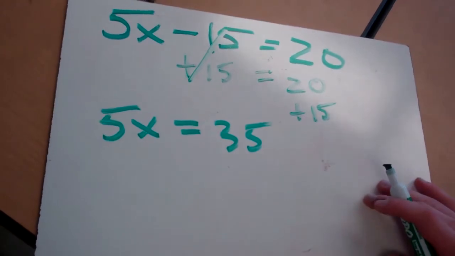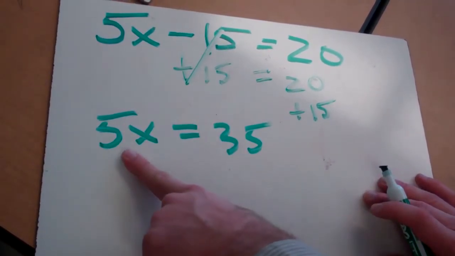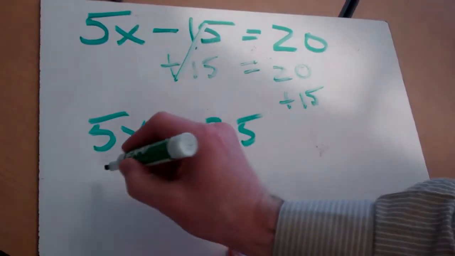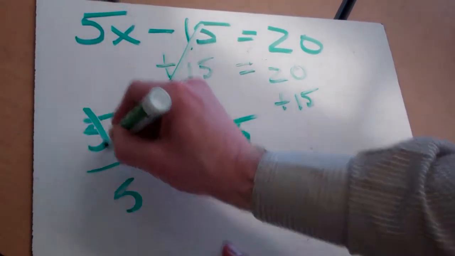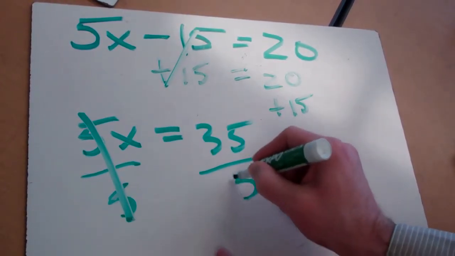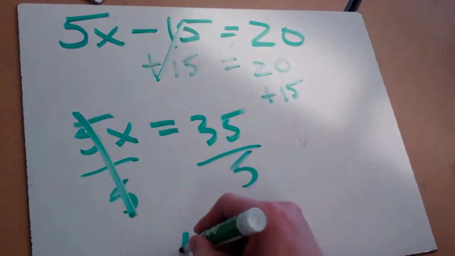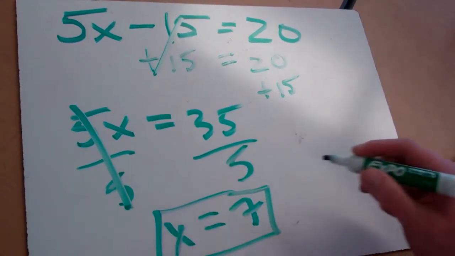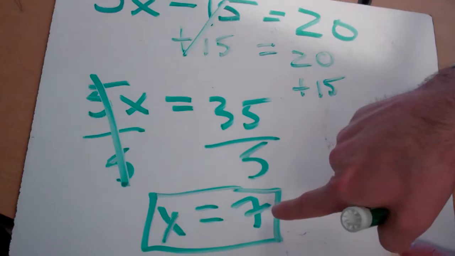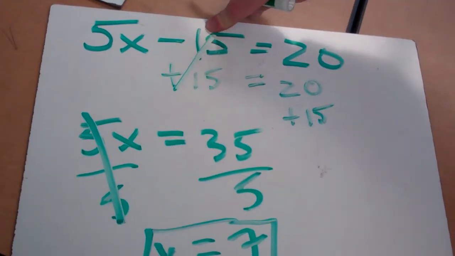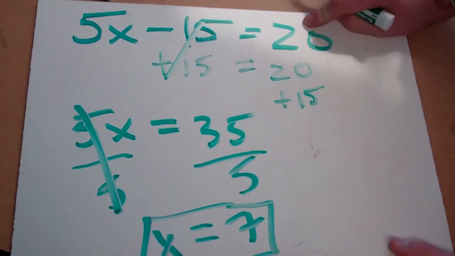Now there's one other operation to undo, and that is the 5 times x. The opposite of multiplication is division. So let me get rid of that 5 by dividing. And what I do to one side, I must do to the other. So 35 divided by 5 is 7. So our solution is x equals 7. If I plug 7 back into x up here, 5 times 7 minus 15 equals 20. That's magic. That's our solution: x equals 7.